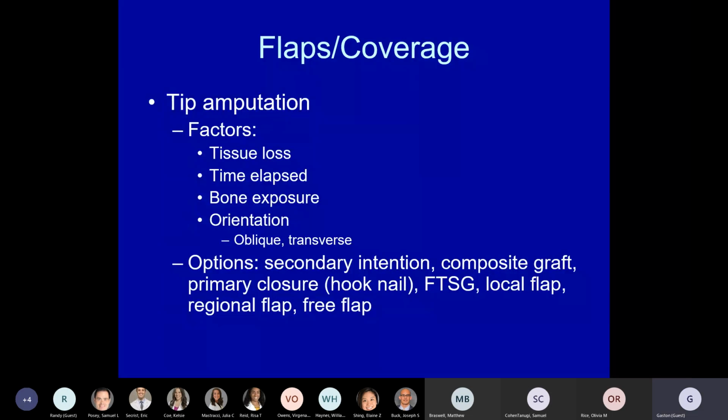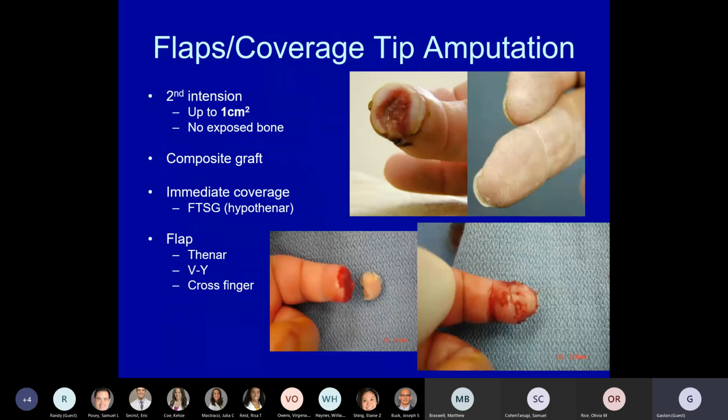Fingertip amputations on OITE. I already gave you guys that fingertip talk earlier. They really don't ask a lot about this except these questions. If it's less than 1 centimeter and there's no exposed bone, the answer is secondary intention. Just watch it. These do heal good. You can see the picture at the top.